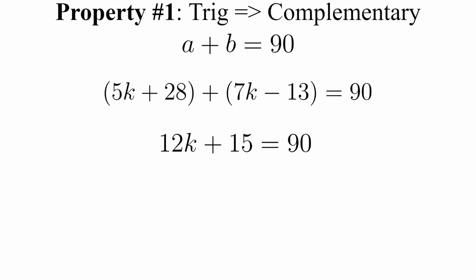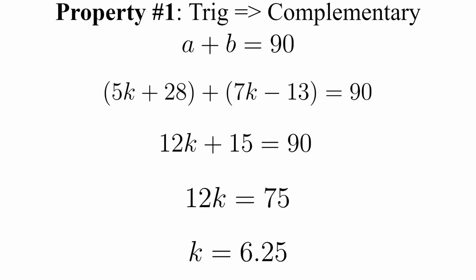So we combine the like terms. 5k plus 7k is 12k. 28 plus negative 13 is 15. We subtract 15 from both sides. We get 12k equals 75. And we divide both sides by 12, and we get k equals 6.25. You could also put whatever the fraction equivalent of that is. And that is our answer.